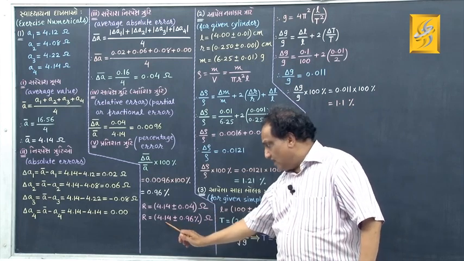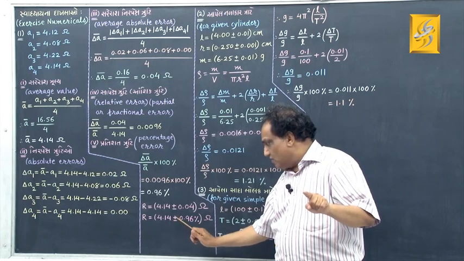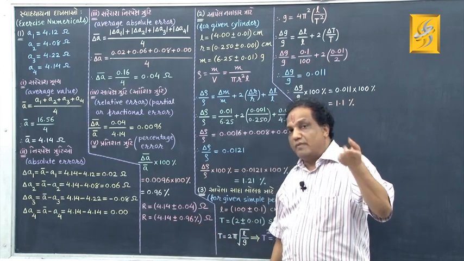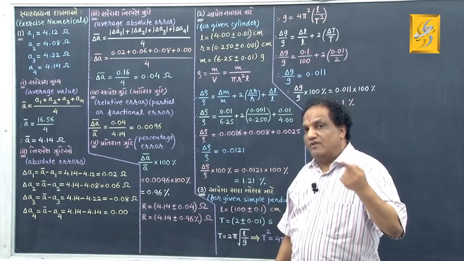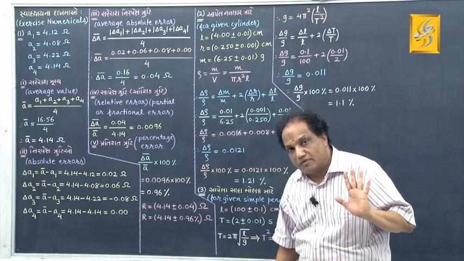0.96% you will take of this value, and that much value you can add, you can subtract. When you add, it will give you maximum possible value, and when you subtract, it will give you minimum possible value. Got it? Fine.